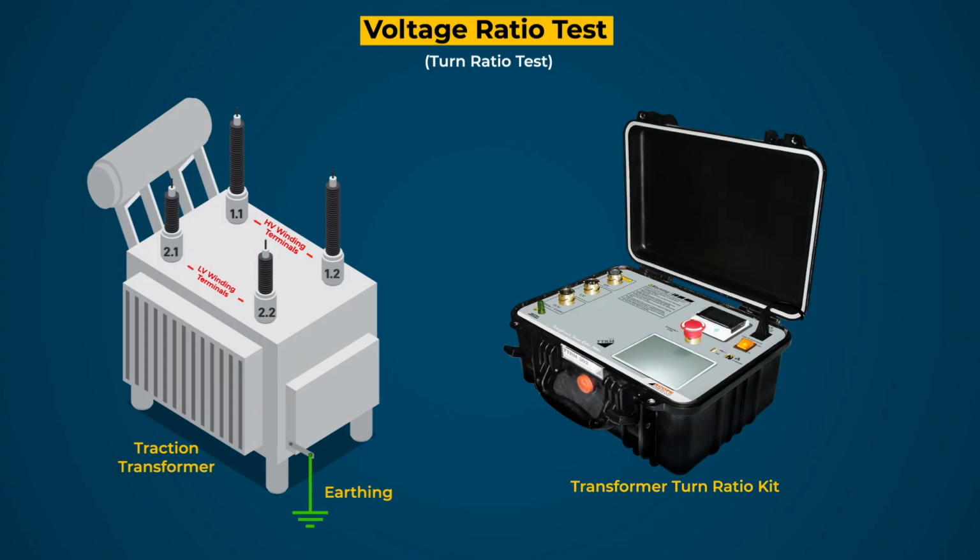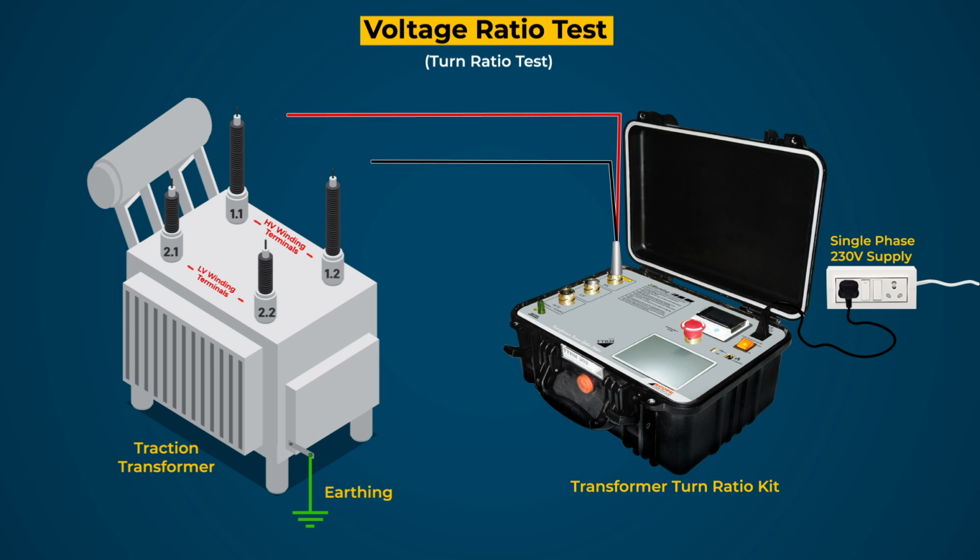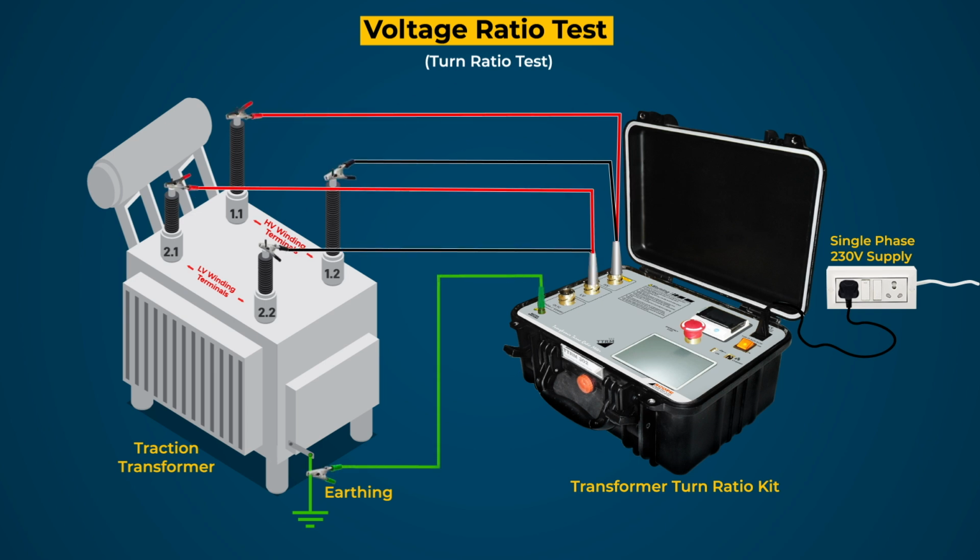For this test, LV winding should be open circuited. Now connect the single phase 230 volt AC supply to the test kit, and connect HV lead to HV winding and LV lead to LV windings. Also connect the earth terminal to transformer earth. After that, check all the connections and switch on the single-phase AC supply.